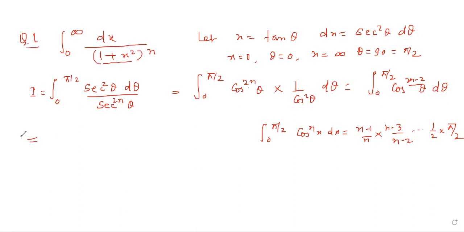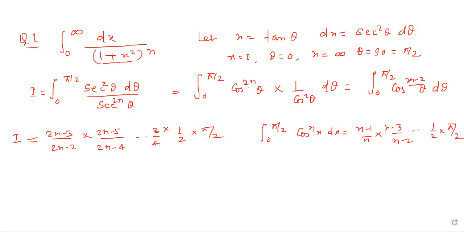So this will become I equals, here the maximum power is 2n minus 2. So this will become (2n minus 3) divided by (2n minus 2) into (2n minus 5) divided by (2n minus 4) and so on, then 3 by 4, then 1 by 2, then pi by 2. And that is our answer.